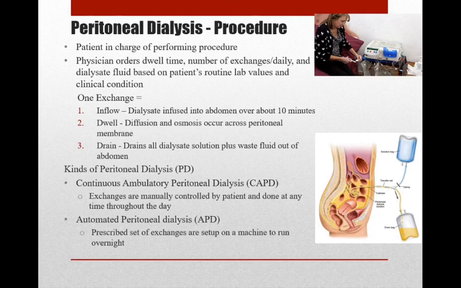An exchange involves flowing the dialysate into the abdomen, the dwell time, which lets it sit in the abdomen and pull acids and electrolytes and waste out of the bloodstream and into the peritoneal cavity, and then the drain time, where the dialysate plus the waste all come out of the abdomen. So, don't worry too much about the different kinds. Some are manual, where you just hang the bags. You hang the solution bag, infuse it into the abdomen, and then wait your dwell time, and then open it up and let it drain out.